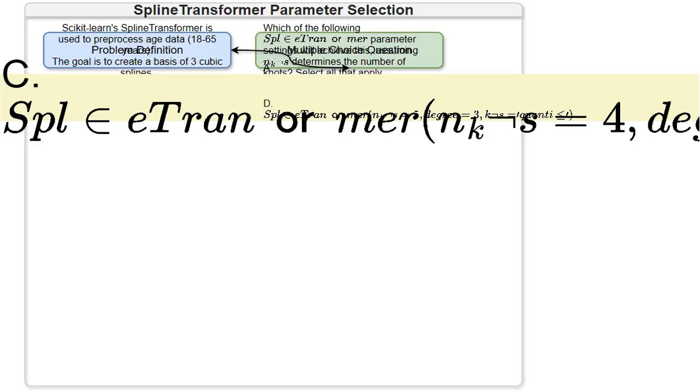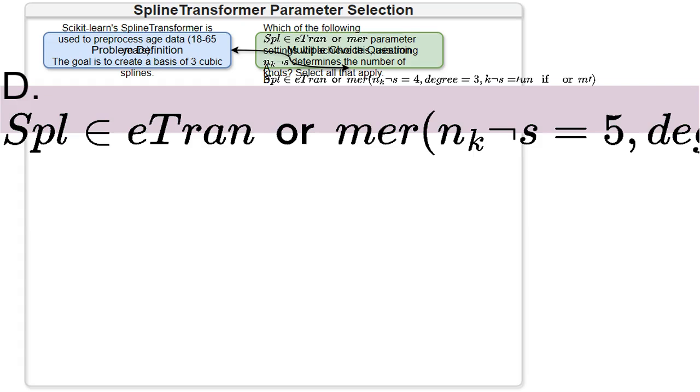Here's option C, with n_knots equals 4 and degree equals 2, quadratic spline, not cubic. This won't work because it uses a quadratic spline instead of a cubic spline. Option D, n_knots equals 5 and degree equals 3. Again, this option does not result in 3 cubic splines.